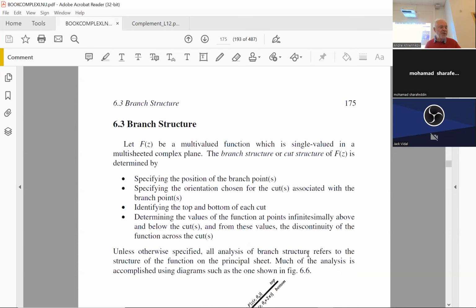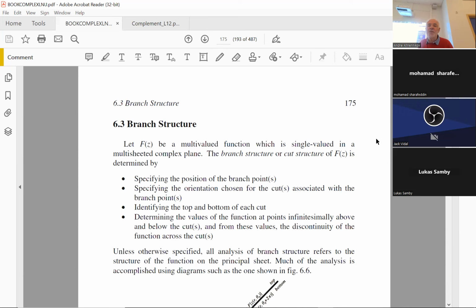Okay, so it's enough for today. Complex analysis for engineers is finished. We start Fourier analysis and will be back to more complicated complex analysis for mathematicians.